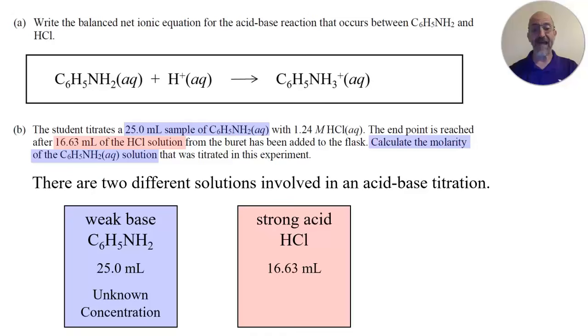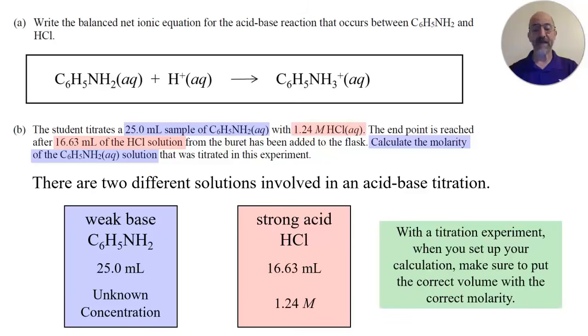The molarity of the acid in the burette is 1.24 molars. So here is my message to you. In the rush of trying to hurry up and solve this problem on the actual day of the AP Chemistry exam, you're given a titration experiment and you pick the wrong volume or the wrong concentration. So with the titration experiment, when you set up your calculation, make sure to put the correct volume with the correct molarity. So now I'm going to do this correctly.